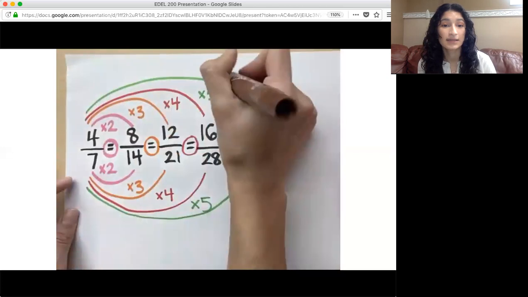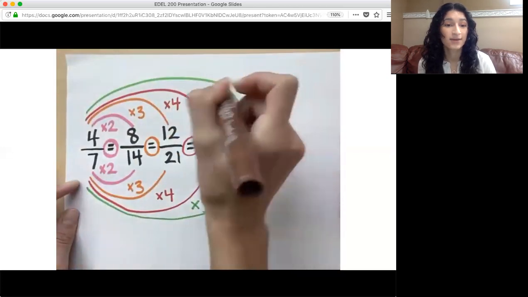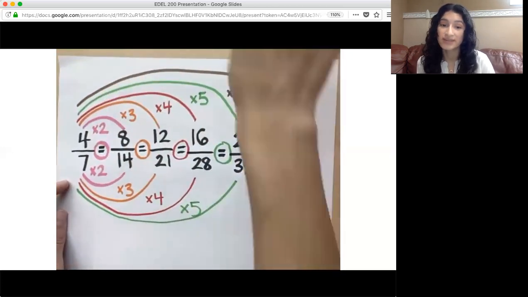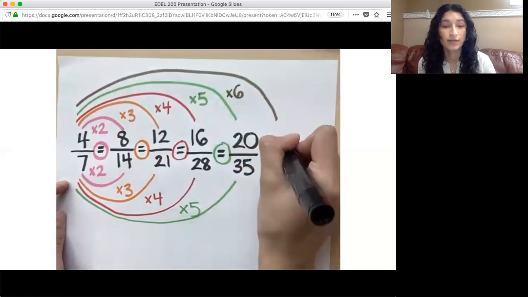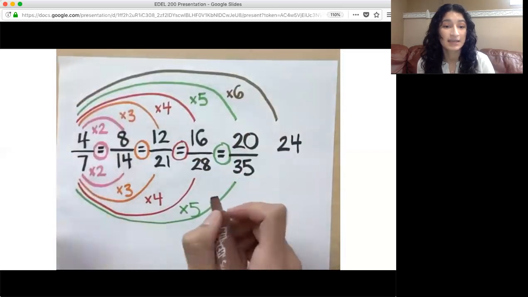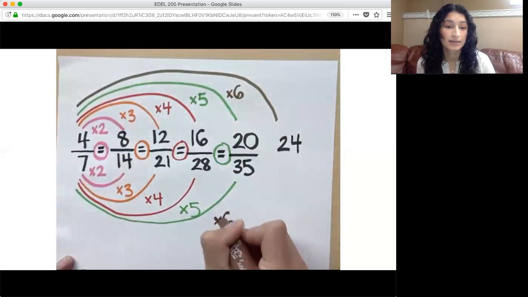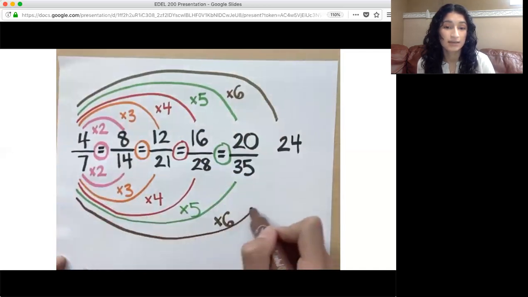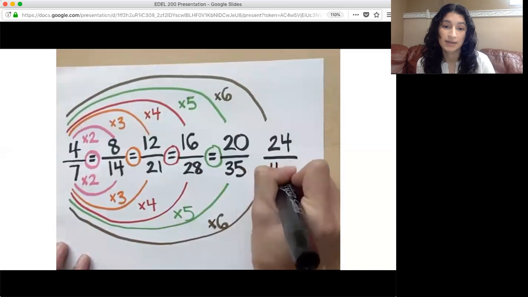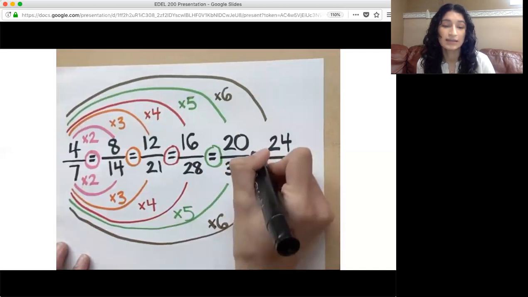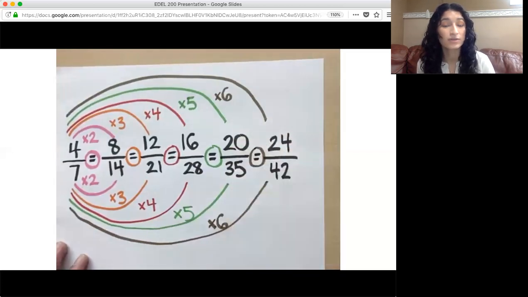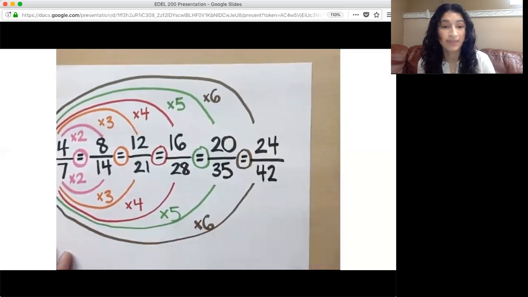And next, times 6. 4 times 6 gives us, it's going to be 24. So we're going to write 24. And once again, at the bottom, 7 times 6. It's going to give us 42. Okay, and I'm going to write the equal sign and circle it, which shows that 20 over 35 equals 24 over 42. And here it's going to get fun.